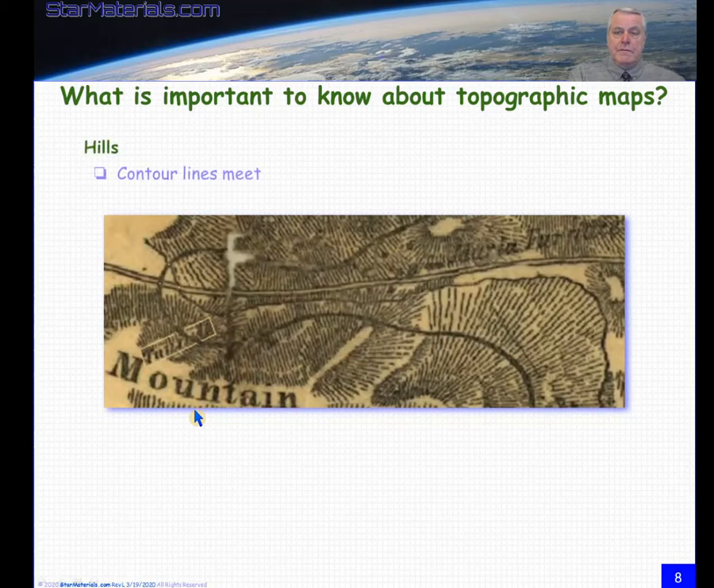Hills. The contour lines meet. They go all the way around the hill, and they meet because you can walk all the way around the hill. And the highest is always in the center. Now, sometimes you'll get an X, and that would be the peak of the hill or mountain.